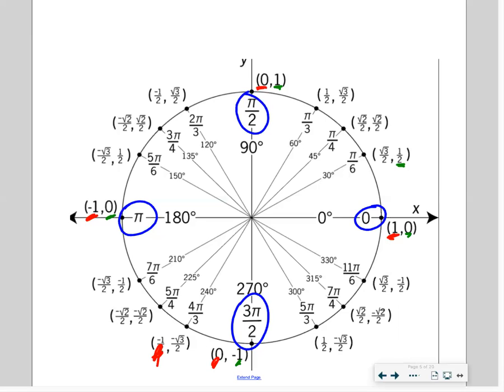Secant and cosecant are the same thing. Your starting chart is still the same. The only difference is with secant, since secant's the opposite of cosine, you flip your x coordinate. If you're doing cosecant, which is the opposite of sine, you take your y coordinate and flip it. So your starting chart is really similar, but it looks a little bit different.